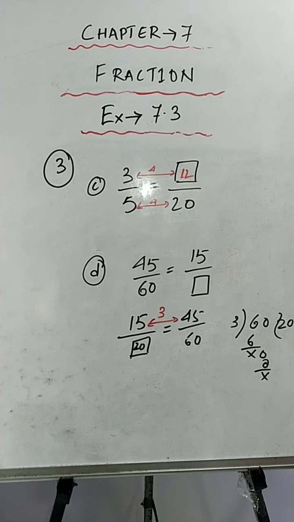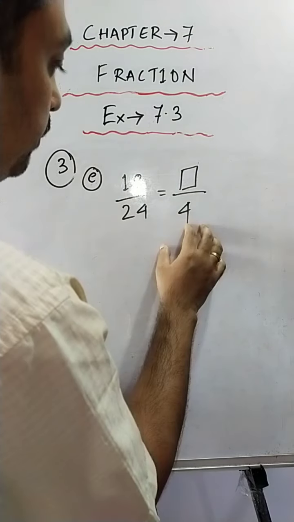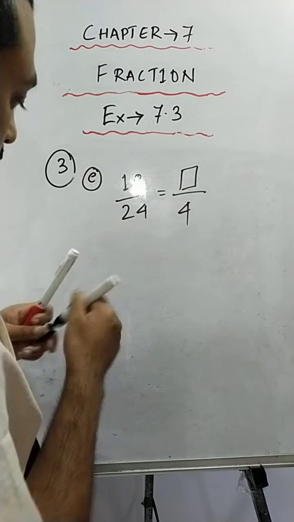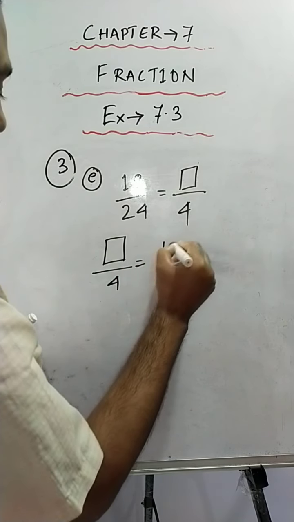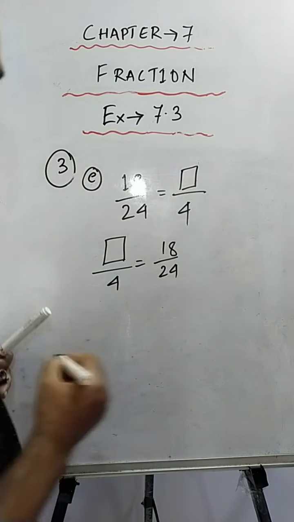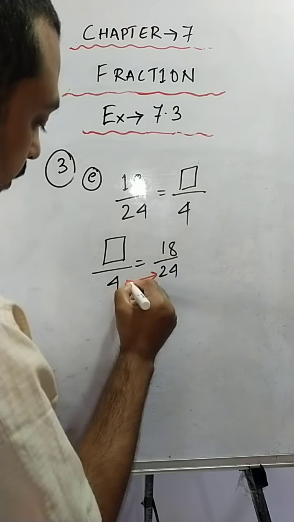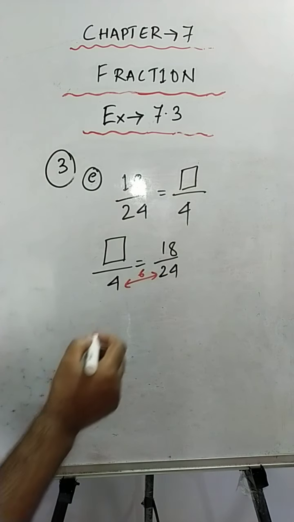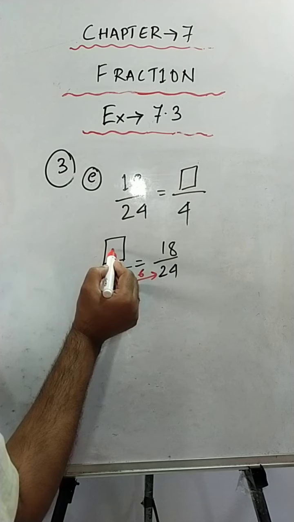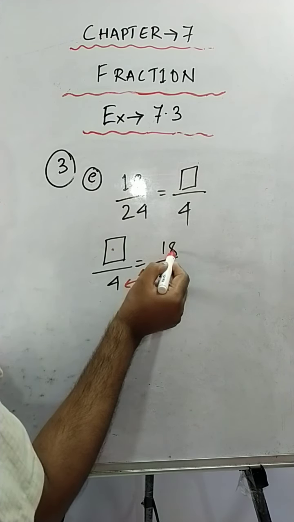Now let's do the last sum of this question number 3. So we have 18 by 24 equals to box by 4. So this side we have a smaller number, so we'll write it in this way. Okay, 18 by 24. Now the denominators are given. So what we have to do, that is 4 into something is 24, that is 4 6s are 24. So we have to find out such a number. So this number should be multiplied with 6 to get 18.